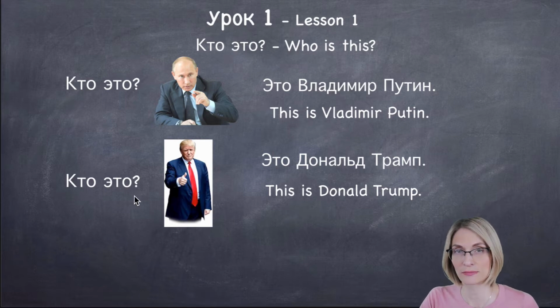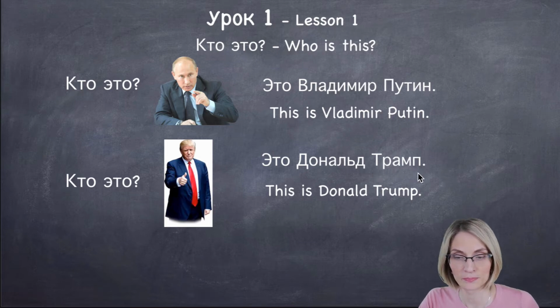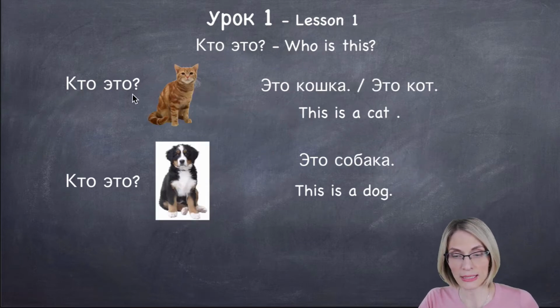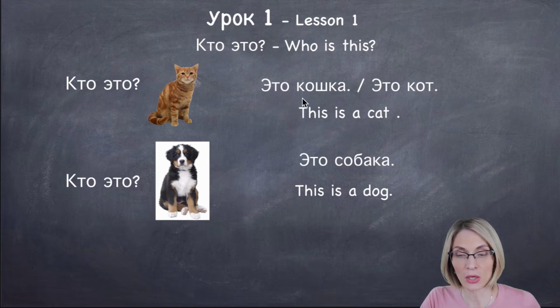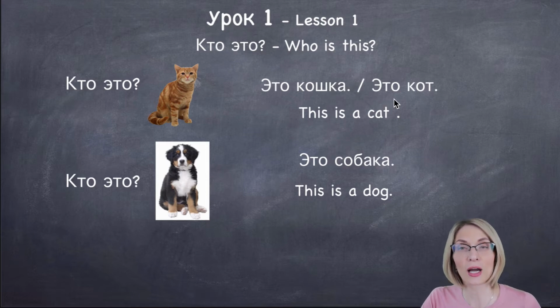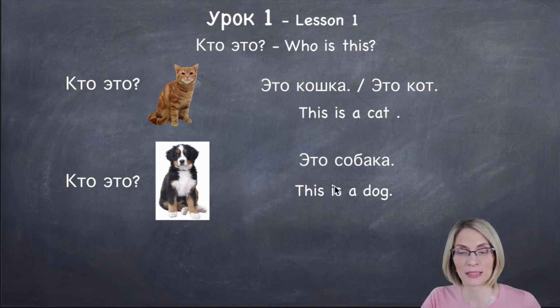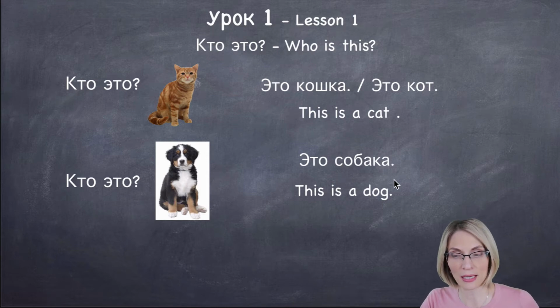Кто это? Notice the intonation. Кто это? Это Дональд Трамп. Кто это? Это кошка. If a female cat, это кот. If a male cat. Кто это? Это собака.